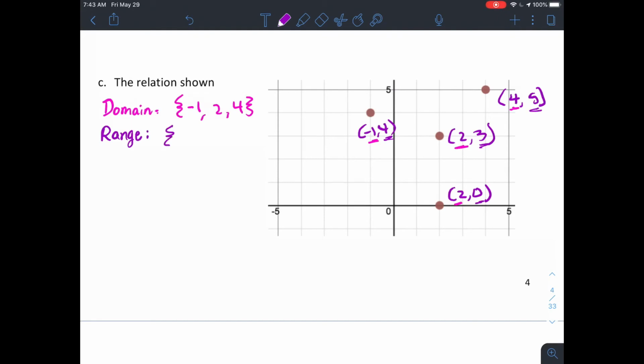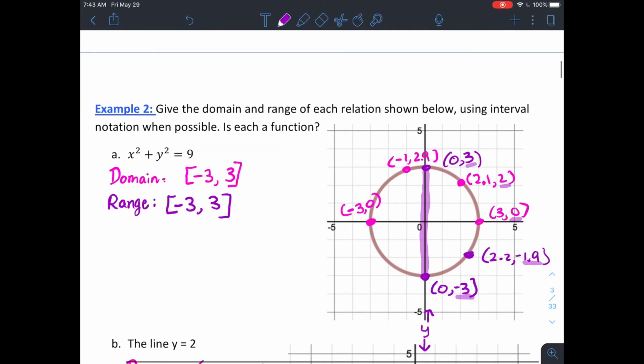And then range is kind of similar. We have 0, 3, 4, and 5 for your y values. I didn't answer this as each a function yet, so let's go back and do that.